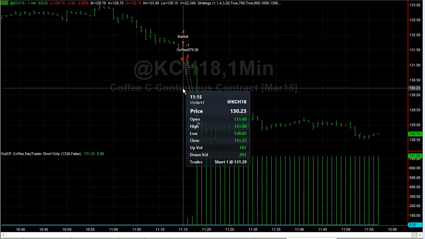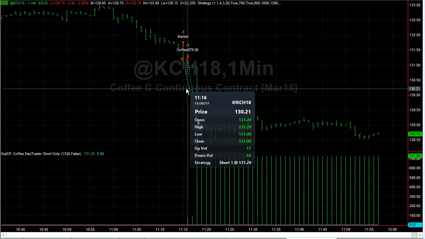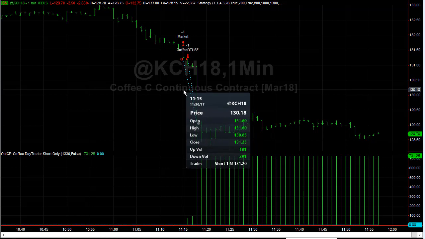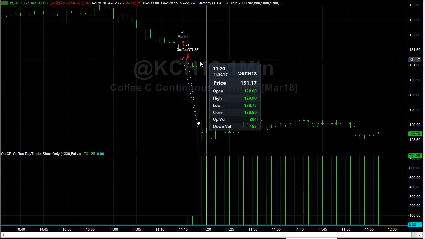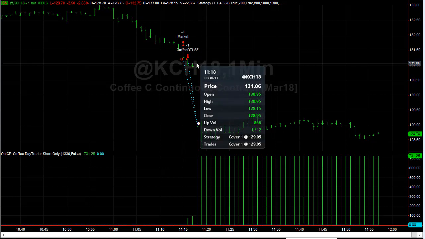And so, because it happens in milliseconds, the bubble arrow could actually show up here if the timestamp is fast enough, even though the arrow shows up there. And so the actual fill was at 31.20. The trade signal is at 31.20. And you see down here, if you click on that, it says strategy, cover at 129.05. Trades, cover one at 129.05. And so we have an $800 profit target.